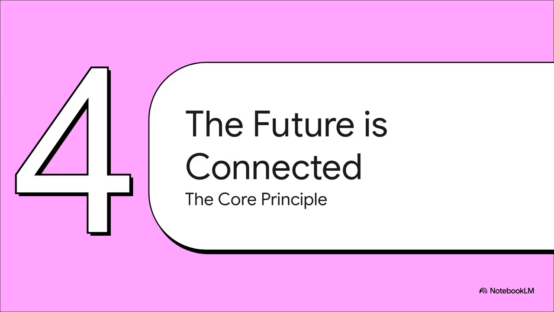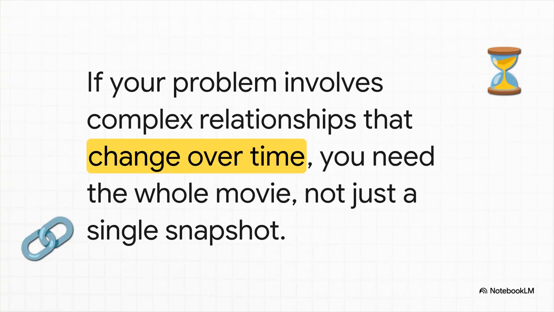So, you see the pattern here, right? Whether we're talking about finance or logistics or cybersecurity, the same thing keeps popping up. The truly complex problems aren't about isolated points of data. They're about the web of connections between them and, crucially, how that web changes over time. And this brings us to the single most important takeaway from all of this. If your problem is built on complex relationships that evolve and change, you absolutely need to see the whole movie, not just one fleeting snapshot.